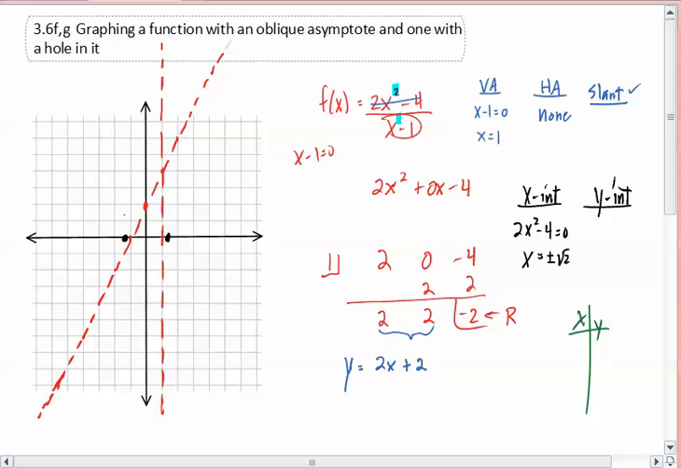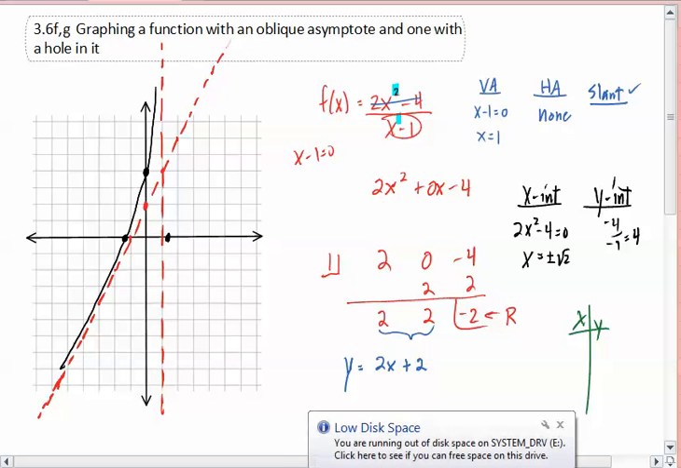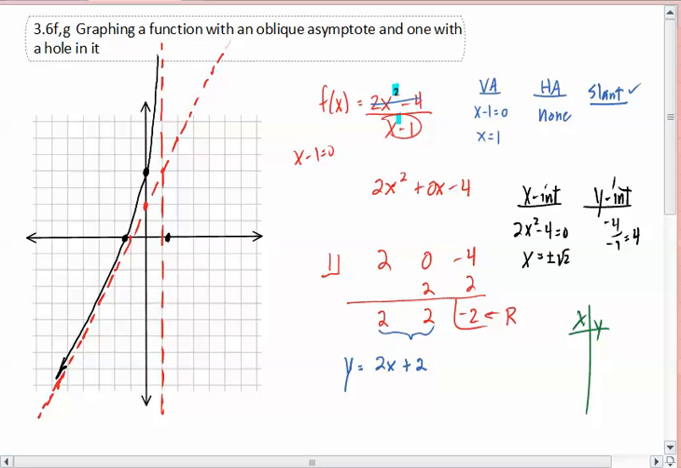So now my y-intercept is when I put in zeros for the x's, so that gives me negative 4 over negative 1, which is 4. So my y-intercept is 4. Okay? So I immediately know what this left side is going to look like. This is going to be a curve. It's always going to be a curve, and as x gets smaller and smaller, it's going to approach that red asymptote. Okay, so there's that curve.